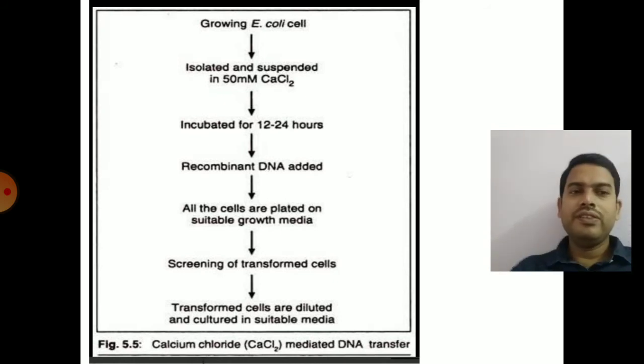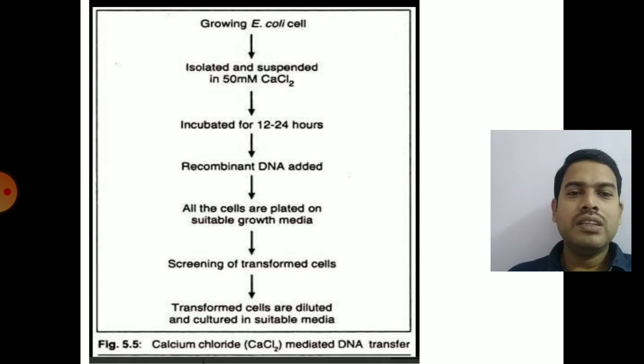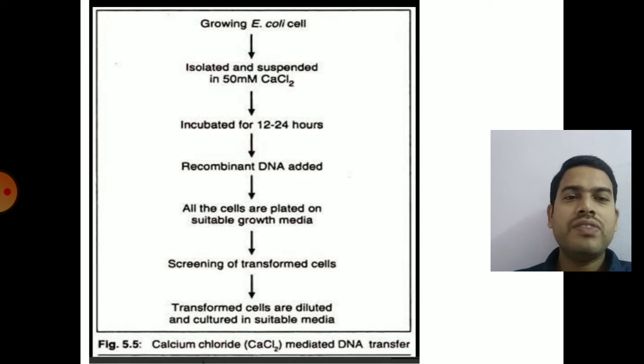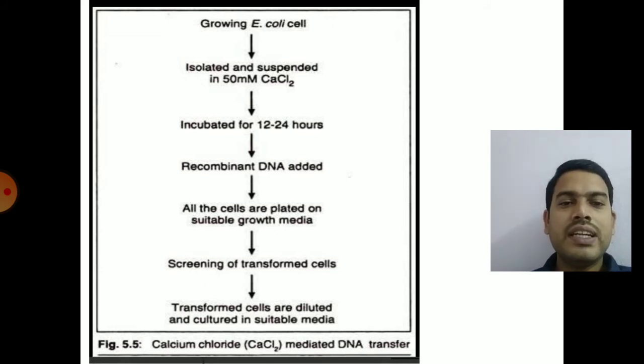So the next method of gene transfer in bacterial cells is calcium chloride mediated gene transfer. Calcium chloride is a solution which plays an important role in opening the pores on the plasma membrane. So what you have to do is, the E. coli cells are isolated and suspended in 50 micromolar calcium chloride. This is allowed for incubation for 12 to 24 hours. After incubation, you have to add your recombinant DNA. Now all the cells are plated on a suitable growth medium and they are screened for the transformed cells.